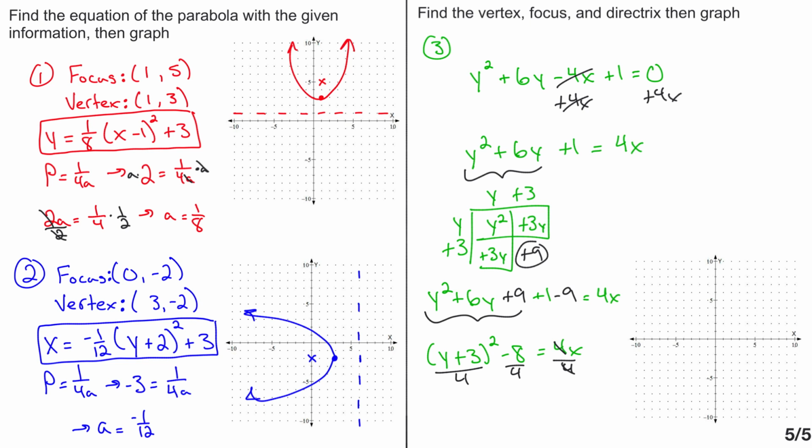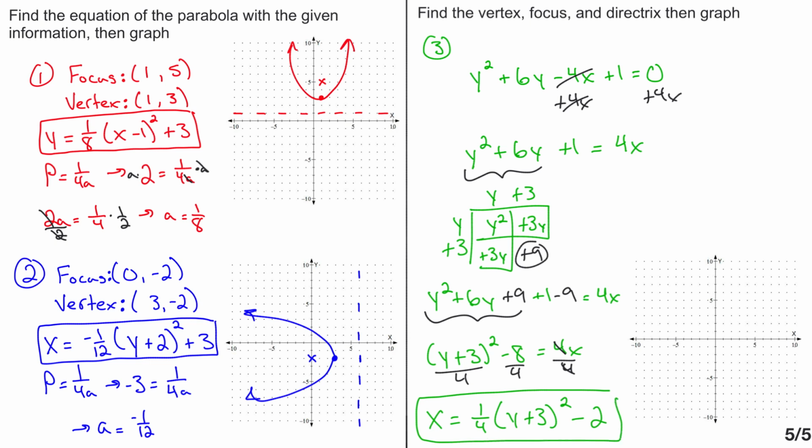I'm going to put the x on the left side because that's just how I like my output variable to be on the left. x equals, instead of the quantity y plus 3 quantity squared all divided by 4, I'm going to write it as 1/4 times the quantity y plus 3 quantity squared minus 2. And now I have my equation.